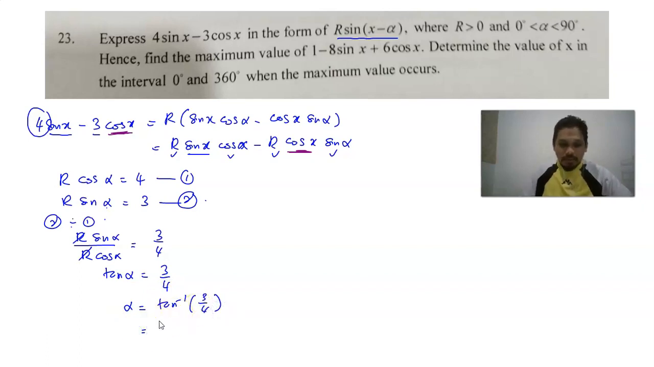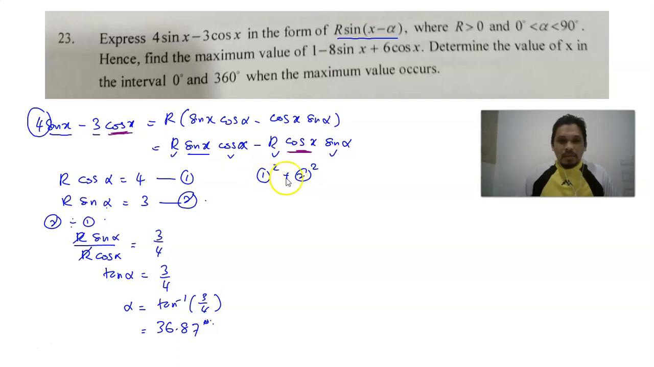So again, use your calculator. Arctangent of 3 over 4 equal to 36.87. Okay, then equation 1 squared plus equation 2 squared.